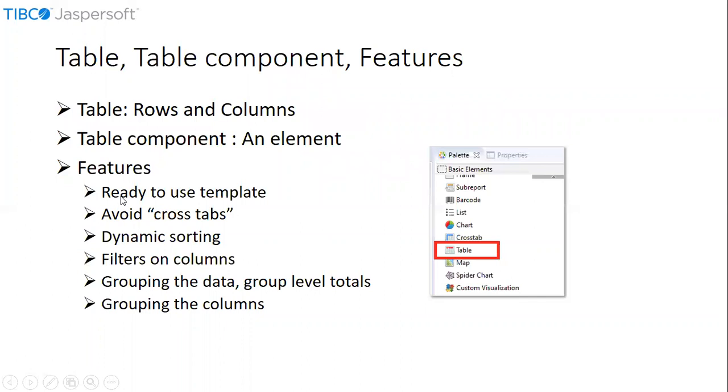A table component is a ready-to-use template. We can avoid crosstabs in a complex reports if we use table components. We can achieve dynamic sorting. We can apply filters on columns for a server view of the report. We can group the data and we can calculate the group level summations. If we go with a table component, we can also achieve grouping the columns of the report.